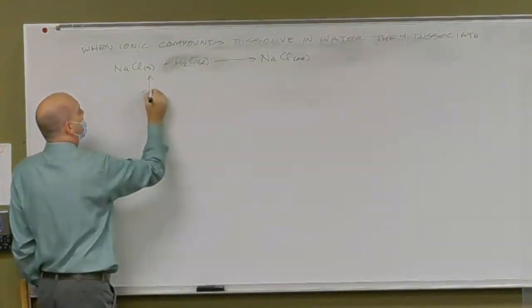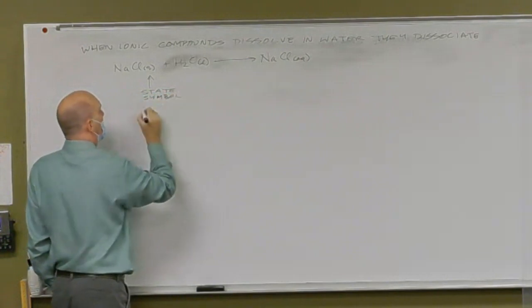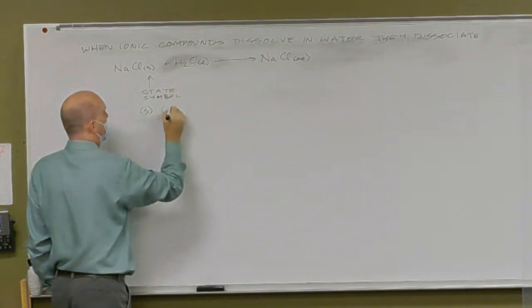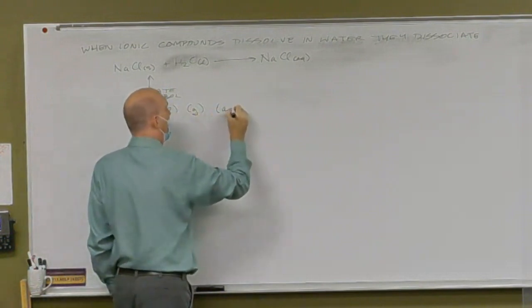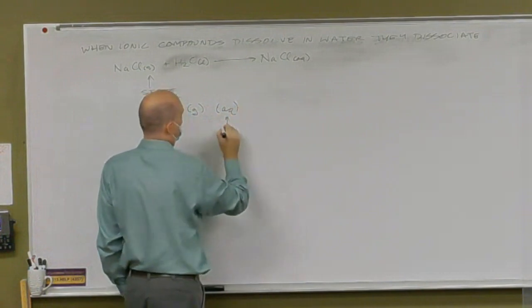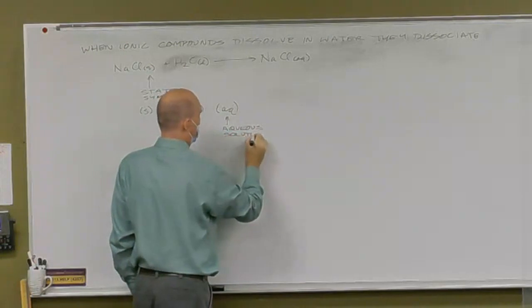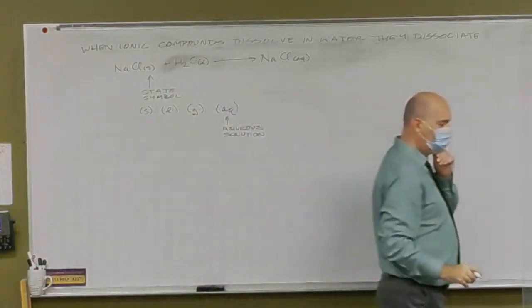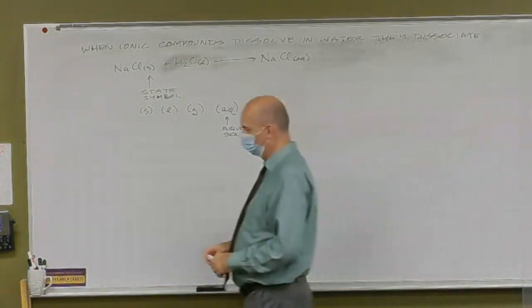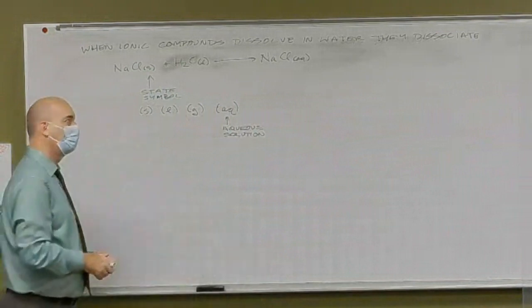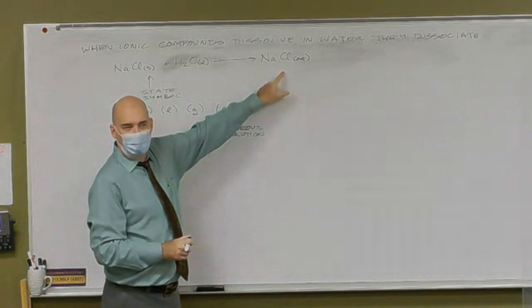These are our state symbols. The state symbol is solid, liquid, gas, and aq. aq means aqueous solution. So sodium chloride as a solid dissolves in liquid water and makes sodium chloride as an aqueous solution dissolved in water.